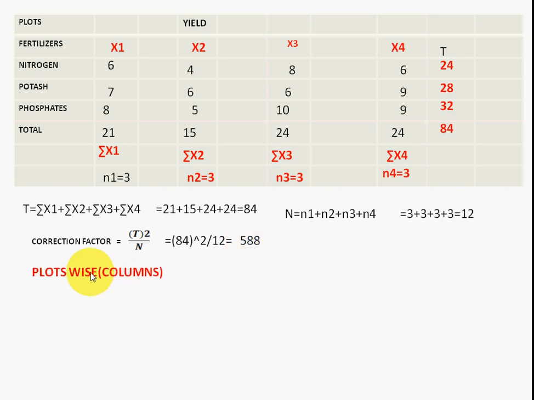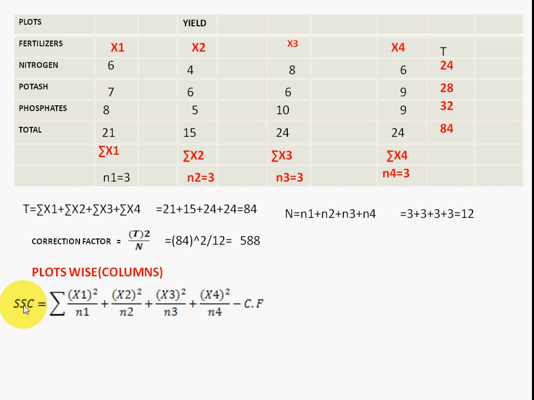Next, plots wise, which means column wise. Column wise, SSC, the sum of the squares between the columns. That means sigma x1 whole square by n1, which is 21 whole square by 3, 15 whole square by 3, 24 whole square by 3.